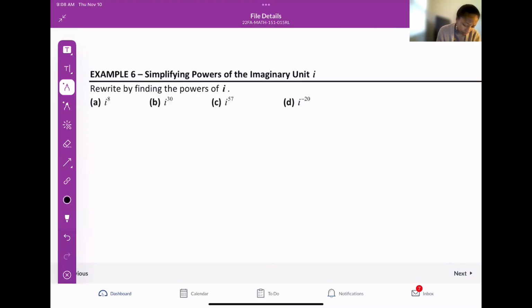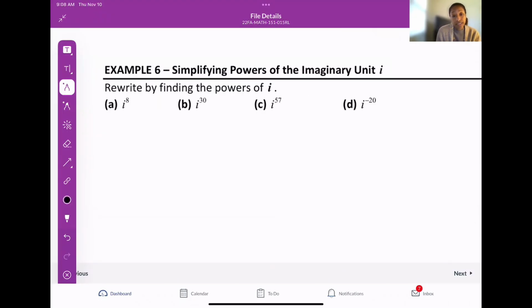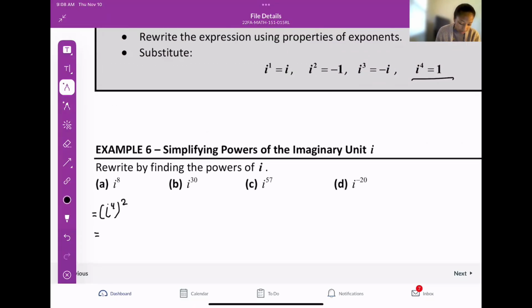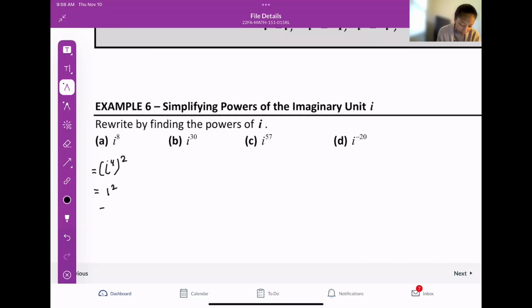For i to the 8th power, you want to think about how we can break down i to the 8th as multiples of 4. i to the 8th is i to the 4th power squared, okay? Because 8 is 4 times 2. We know that i to the 4th power is equal to what? 1. So this would just be 1 squared, which is 1. Again, if your exponent is a multiple of 4, it's going to be equal to 1. Right? What if it's not a multiple of 4?